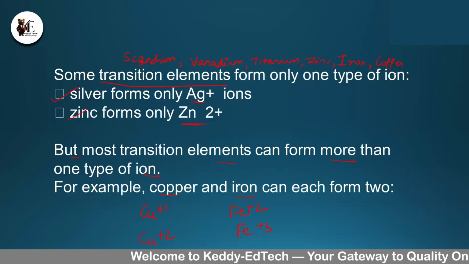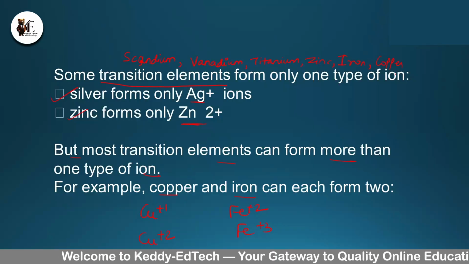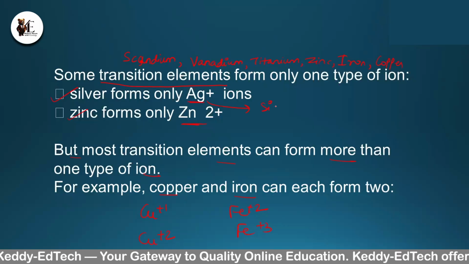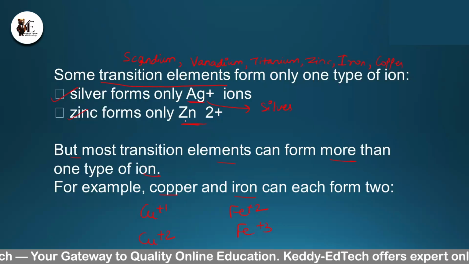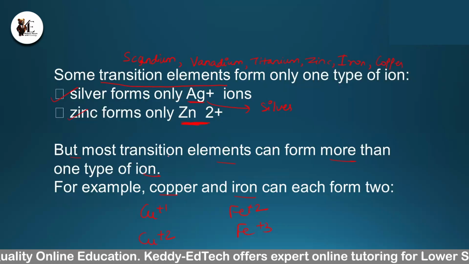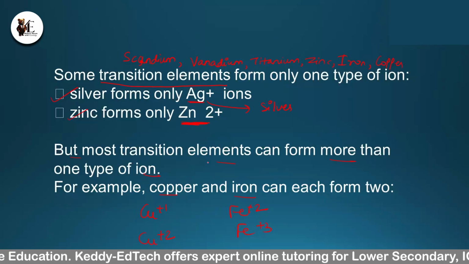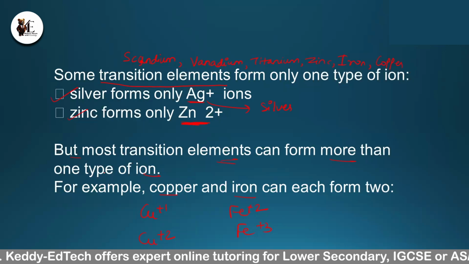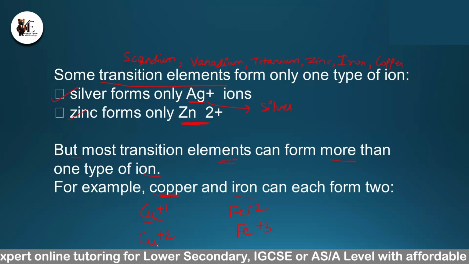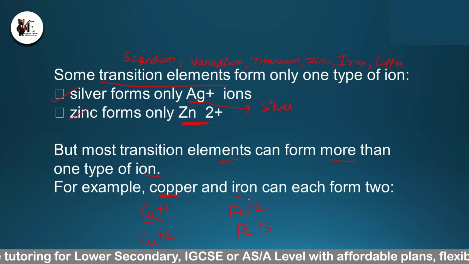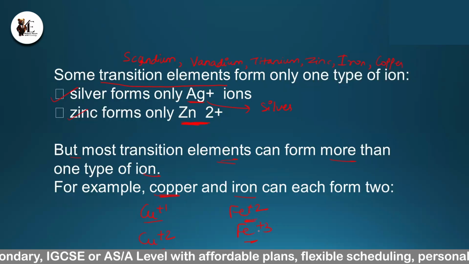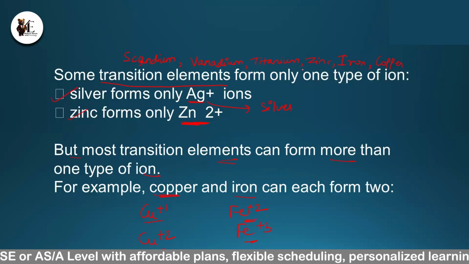Some of them can form only one type of oxidation state, one type of ion. For example, silver forms only silver plus 1, and zinc forms only zinc plus 2. But most transition elements can form more than one type of ion. For example, copper can form copper plus 1 and copper plus 2, and iron can form iron plus 2 and iron plus 3 also. We will see the examples in the next slide.